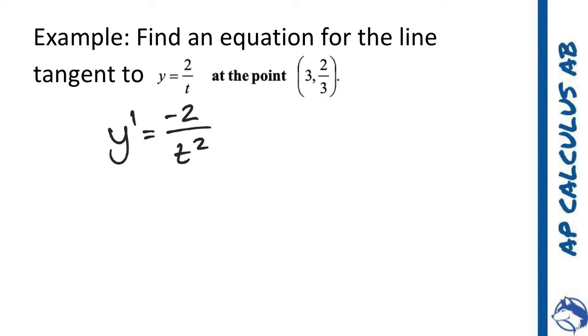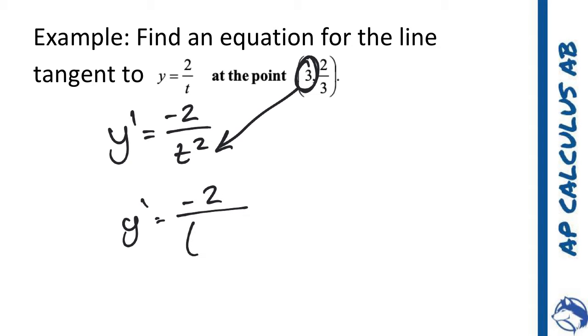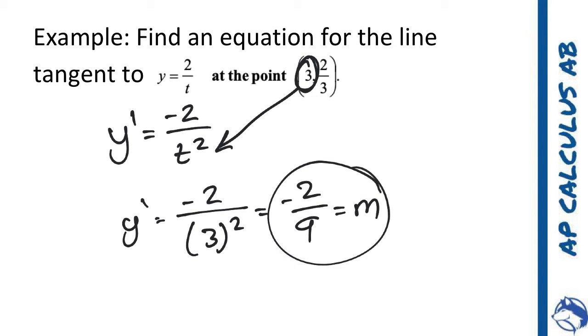So what I can go ahead and do now is use the x value, or the t value in this scenario, and plug it in. So y prime is equal to negative 2 over 3 squared, which is negative 2 over 9. So that's going to be my slope. Now I've got a point and I've got my slope, so I can use point slope form.